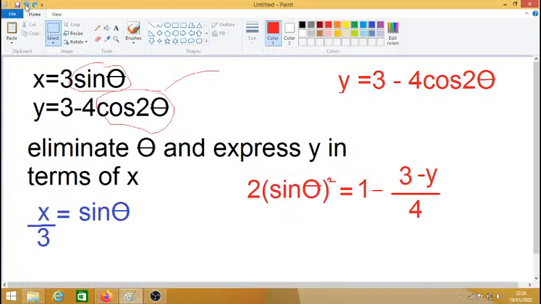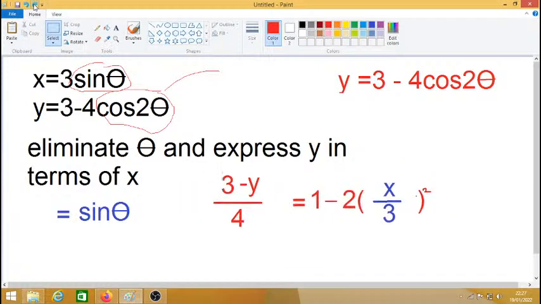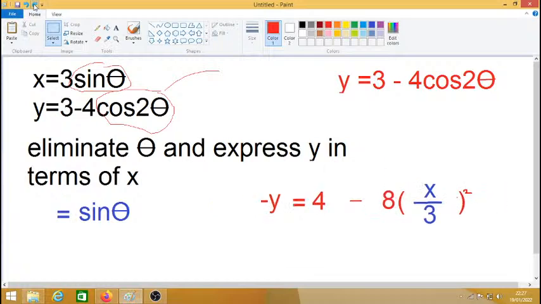And then more rearranging followed with the first equation so that we got sine theta on its own, and then we could substitute into the sine squared theta here. Remembering that sine squared theta is really sine theta squared. So then the x over 3 went in, and then just rearrange so that you get y on its own, times everything by 4, take everything across, and then change the signs.